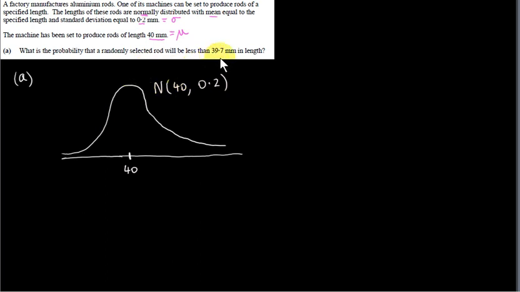So we're interested in lengths that are less than 39.7. So let's suppose that 39.7 is here. It's probably closer to 40, but just to make it easier to read. So this here is our x-axis. So x is length of rods. So the random variable x, capital X, stands for the length of a rod that's selected randomly from our population.